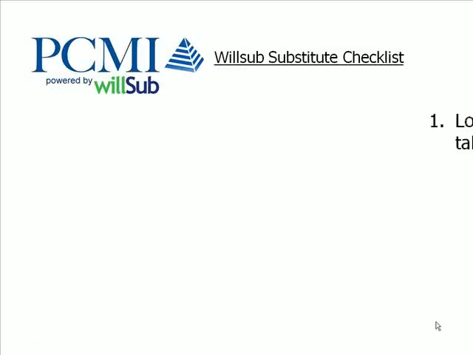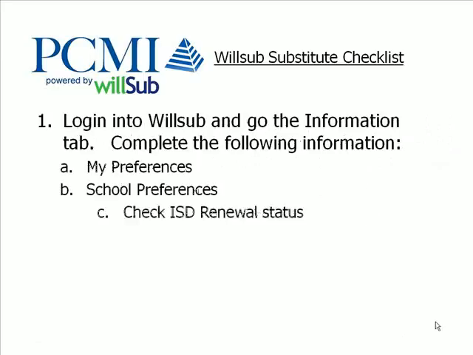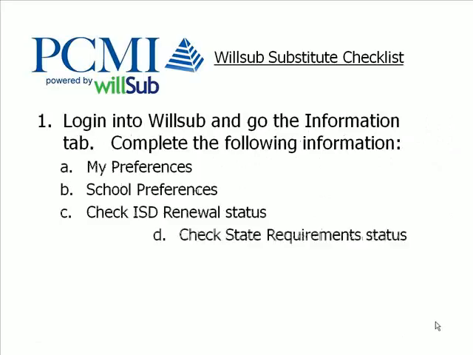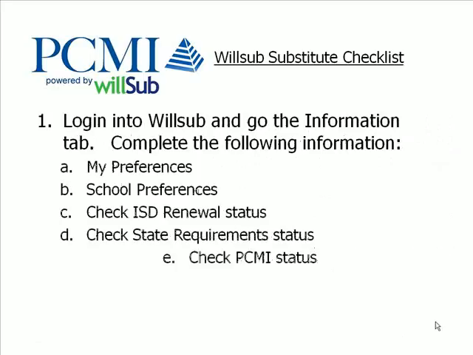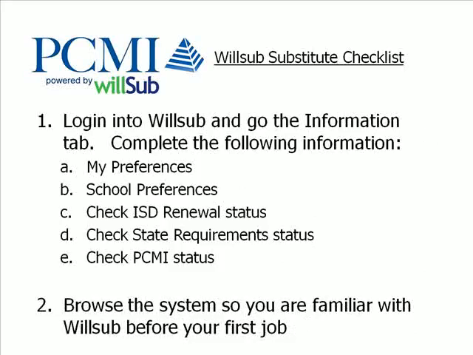Now that you've completed the WillSub Substitute training, please log into WillSub and go to the Information tab. Complete the following information. In My Preferences and School Preferences, choose how you would like the system to interact with you and which buildings you would like to work at. If you go into Check ISD Renewal Status, Check State Renewal Status, and Check PCMI Status, these will all show you what you need to do in order to complete your file to be sure you are compliant and ready to work. The last thing you need to do is browse the system so you're familiar with WillSub before your first job.